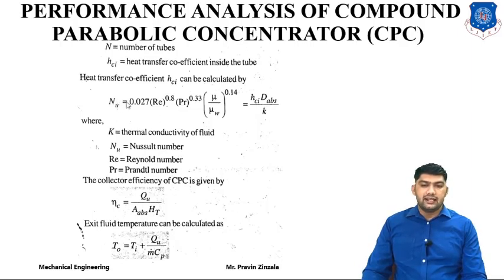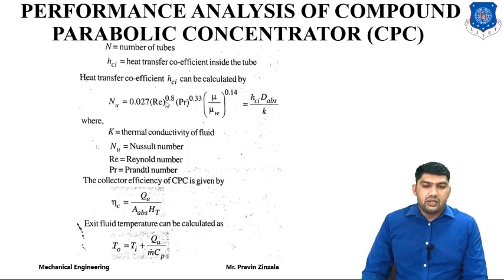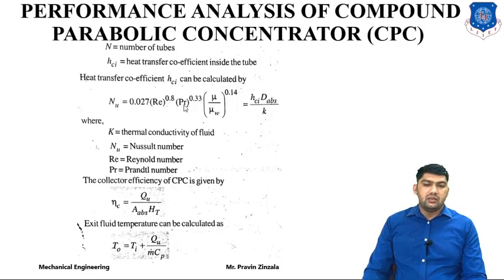Nu means Nusselt number. You have also studied what the Nusselt number is and how to calculate it in heat transfer. Nusselt number is equal to 0.027 Reynolds number raised to 0.8, Pr means Prandtl number raised to 0.33, times the viscosity ratio, the bulk fluid over the wall, raised to 0.14. Or we can also calculate hCI into D absorber divided by K, where K means thermal conductivity.